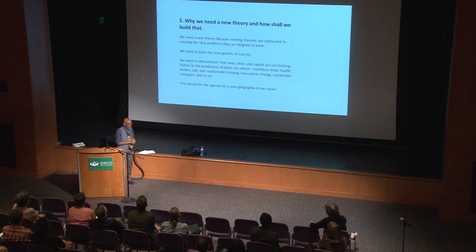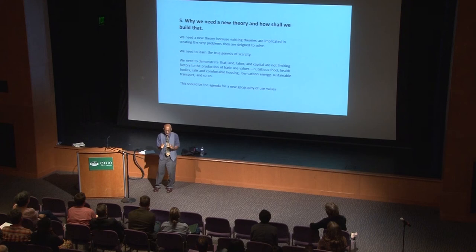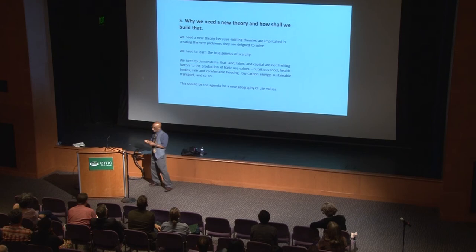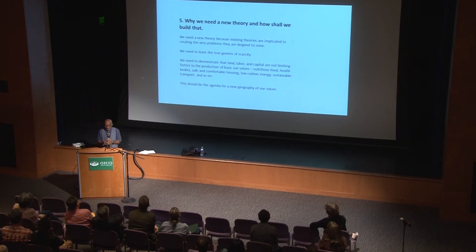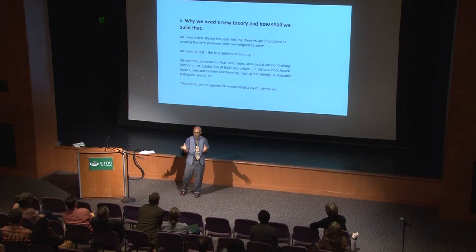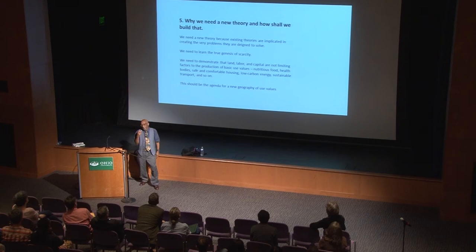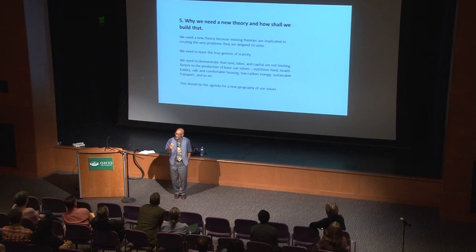And I'll give you some, that's going to be slightly abstract, but we need to figure out what we mean by saying that scarcity is socially constructed. That's part of the new theory. And here's the real challenge to us. We need to demonstrate that land just doesn't mean hectares. By land, we mean nature, rainfall, soil, sunshine, all of that. That's the broad definition of land. That land, labor, and capital are not limiting factors of production in improving the quality of our life. That really is the challenge.